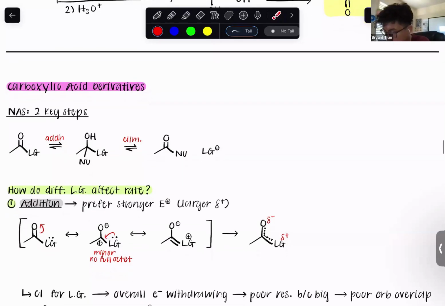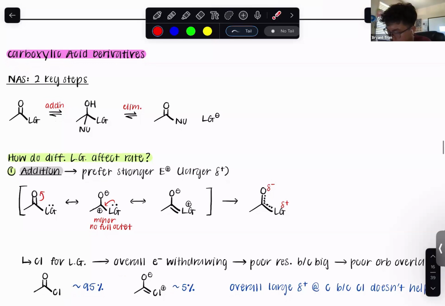Okay, so for chapter 20, the carboxylic acid derivatives, we're gonna go over nucleophilic acyl substitution, or NAS, and there's two key steps for this. The first step is addition of a nucleophile to the carbonyl, and the second step is elimination of the leaving group. So you could basically think of this as substituting the leaving group with the nucleophile overall, and there's a tetrahedral intermediate in the mechanism.